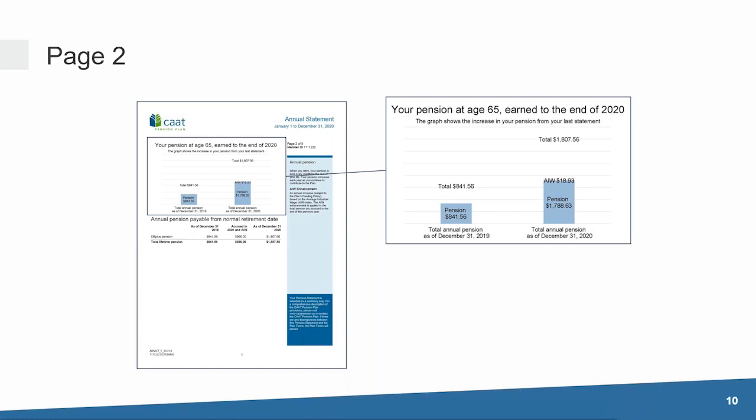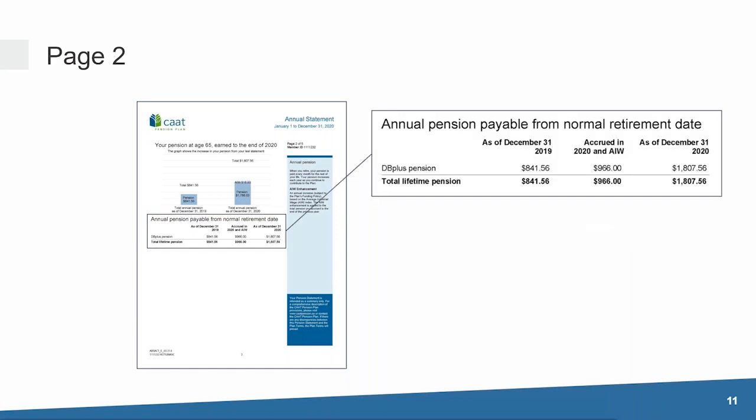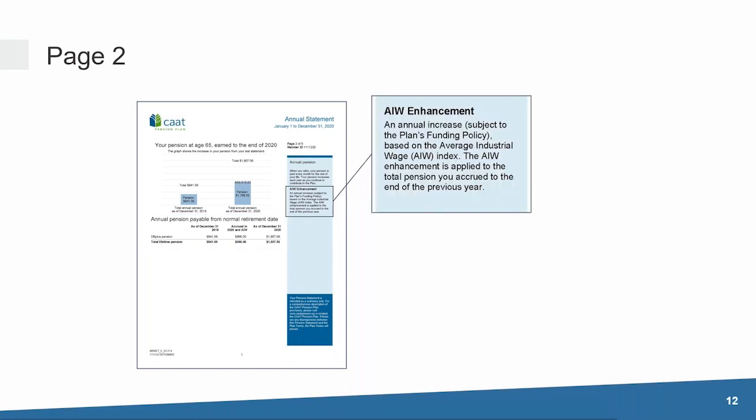The bar graph will also show the AIW, or average industrial wage increase, that member accrued in 2020. It should be noted that the bar graph will not show for members who enrolled in 2020. The next section shows the accrued pension amount at the end of the current year with AIW increases and the previous year pension amount for comparison. On the right-hand side, on the blue section, is information on the AIW enhancement.